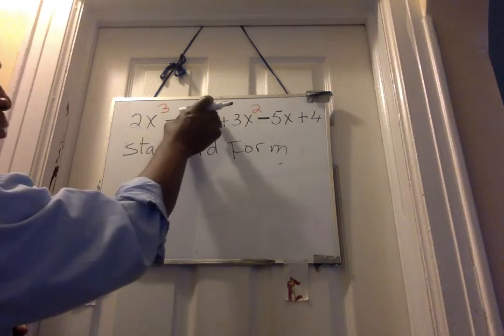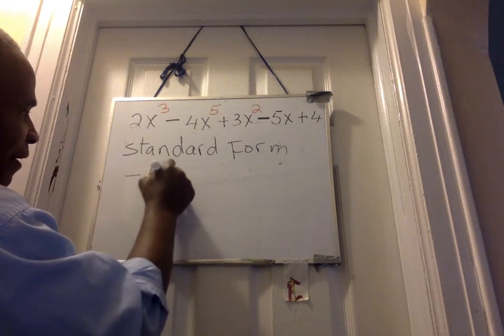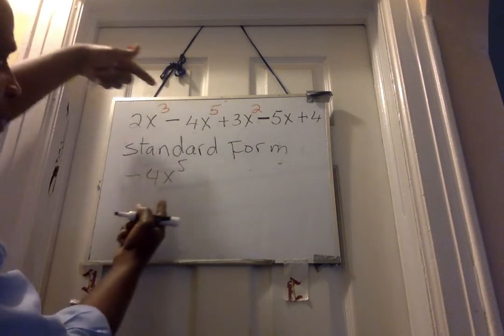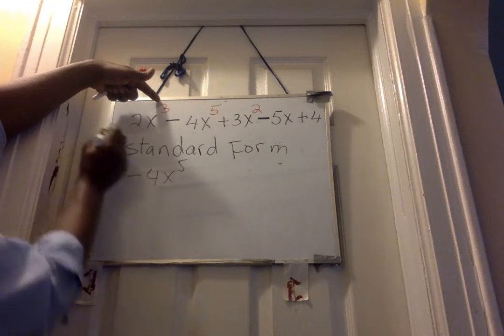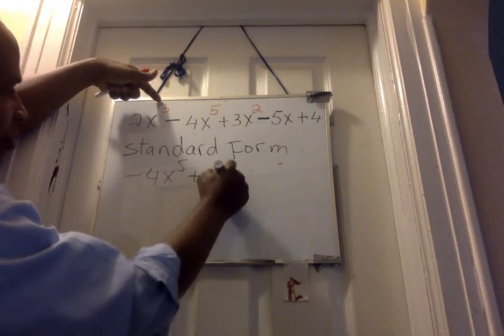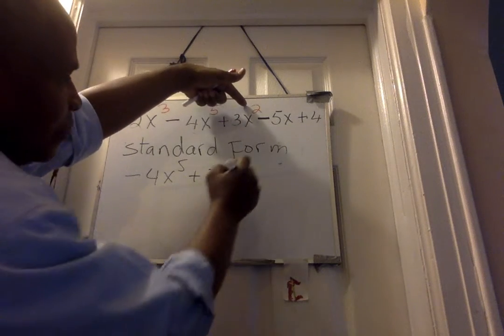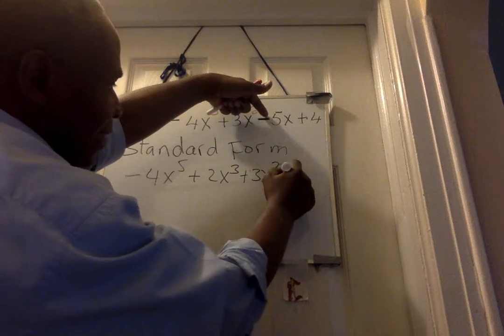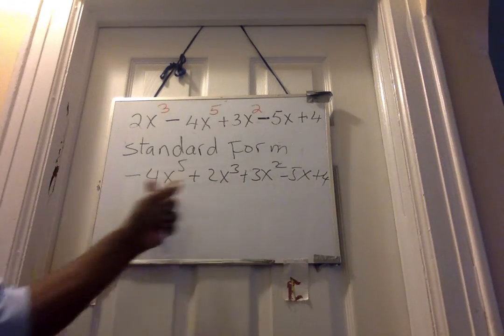So I'm going to put this one first. Negative 4x to the fifth. Now, 5 is the highest. I have to put the second highest. Which one is the second highest? There it is. So I'm going to put, since this is positive, plus 2x to the third. Notice it's going down. 5, 3. What's the next one? There it is. So plus 3x squared minus 5x plus 4. Right now, it's in standard form.